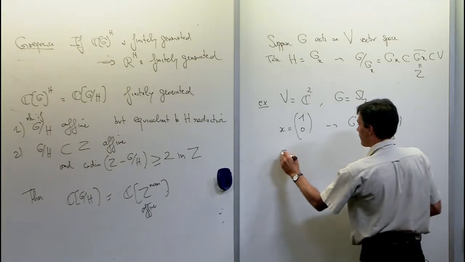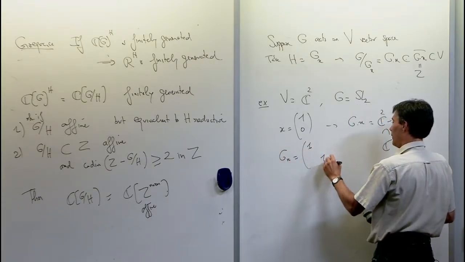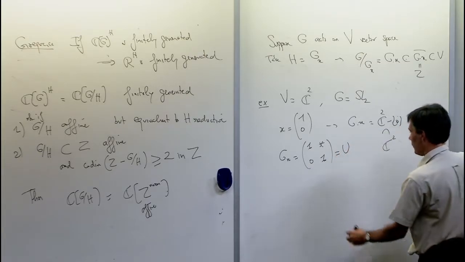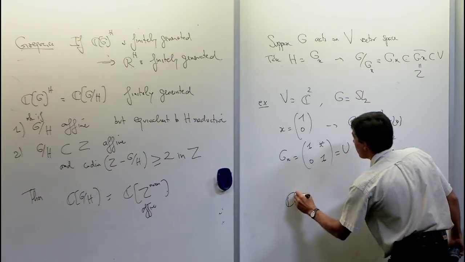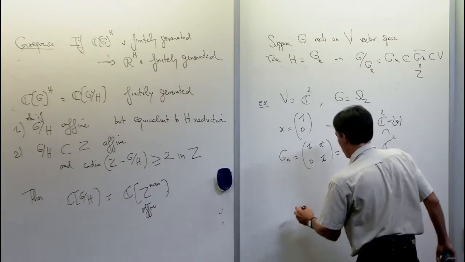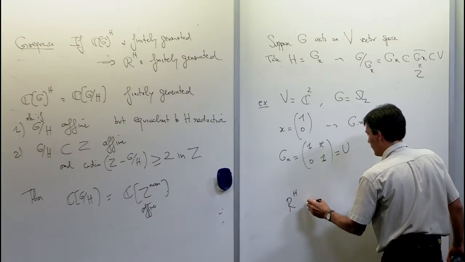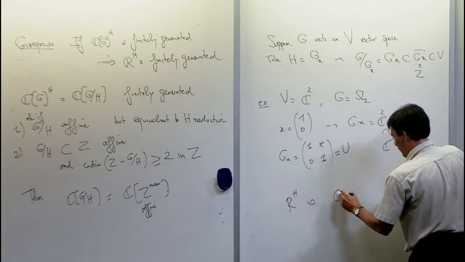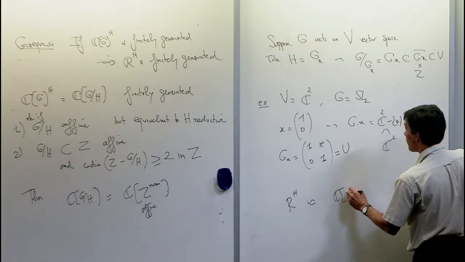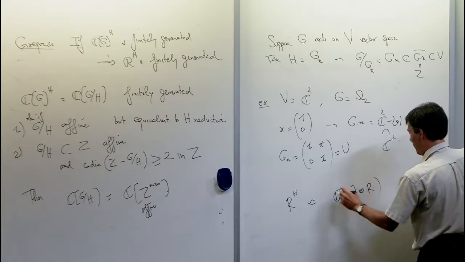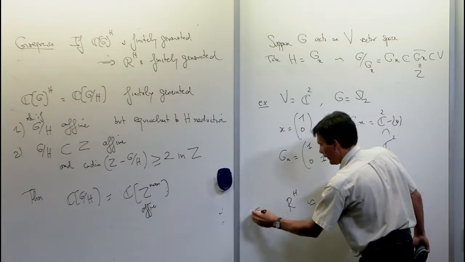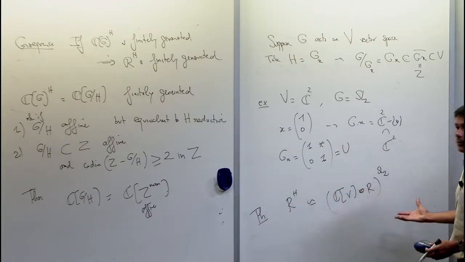The stabilizer is the space of matrices of this kind, usually denoted U. So we deduce that G mod U is the space of invariants, the space of polynomials in 2 variables, for SL2. So we've proved that. That's a finite generation statement for non-reductive groups.